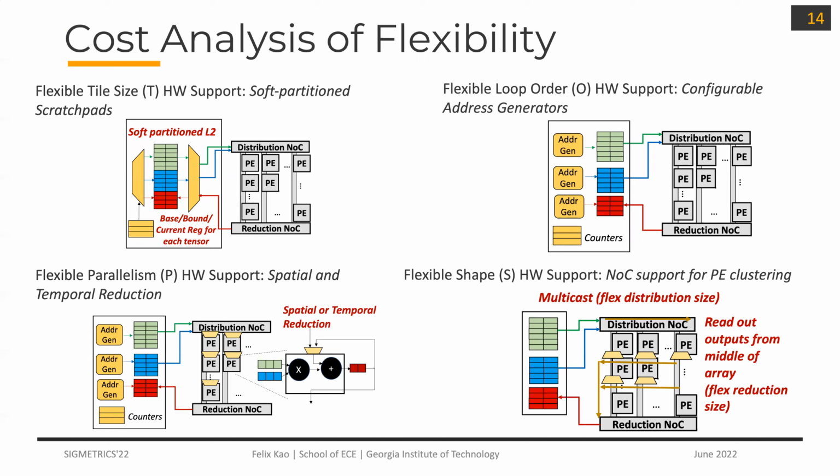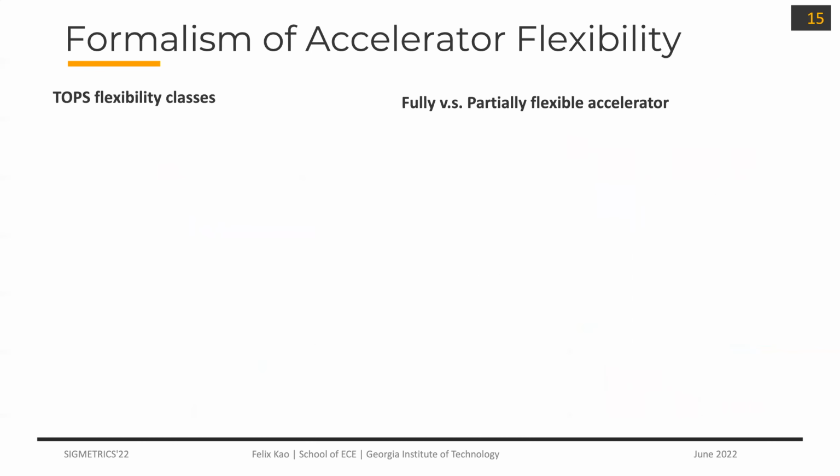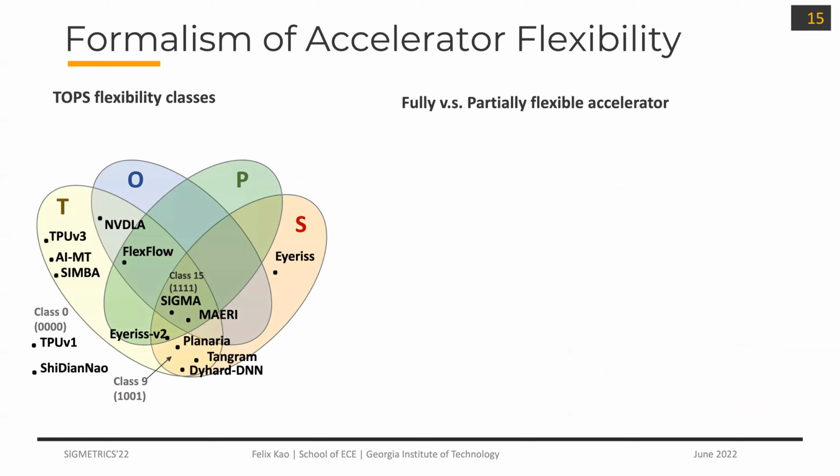In this talk, we discuss 2 aspects. First, which axis is more critical to support than the other? And second, along each axis, do we fully support them or partially support them to save some area and power costs? So we have discussed there are 4 mapping axes, T, tiling, ordering, parallelism, and shape. And to support or not support them will form 16 different classes of accelerator. For example, class 0000 means no flexibility, and class 1111 here means all the TOPS flexibility axes are supported.